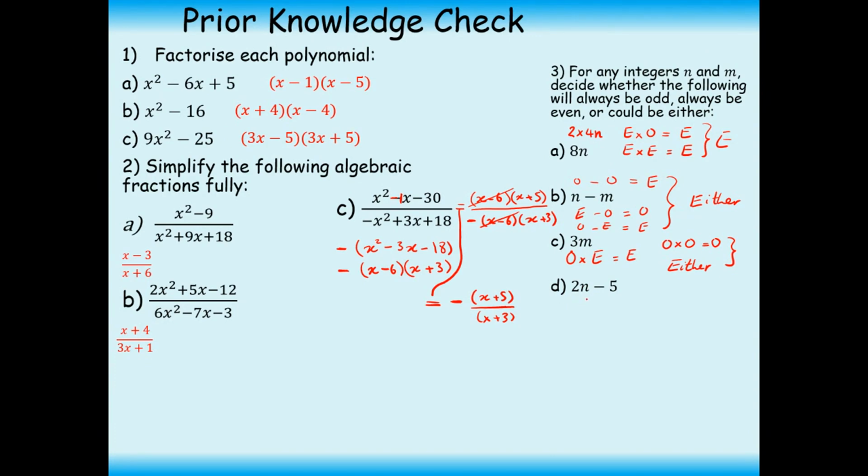We don't know the parity of n, but we know that any number multiplied by an even number will end up with an even number. Now, if you start with an even number and you subtract an odd number, 5 is odd, what do you get? Let's say we have 8, take away 5, we end up with an odd number. Start with any even number, and take away an odd number, you end up with an odd number. In this case, we always end up with an odd number.